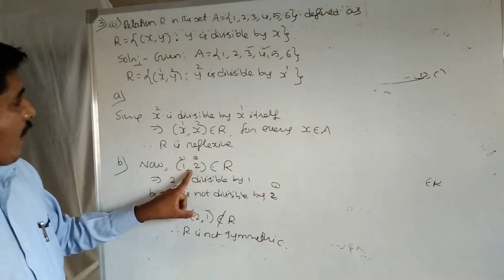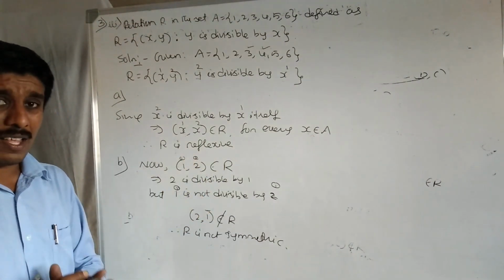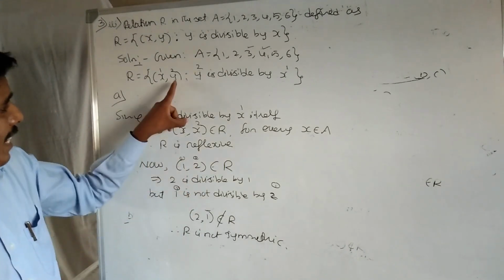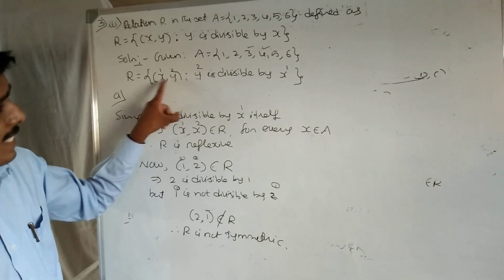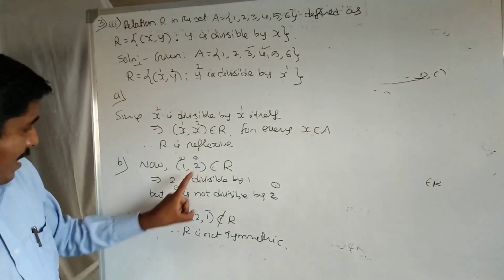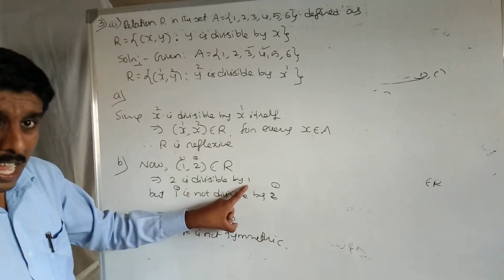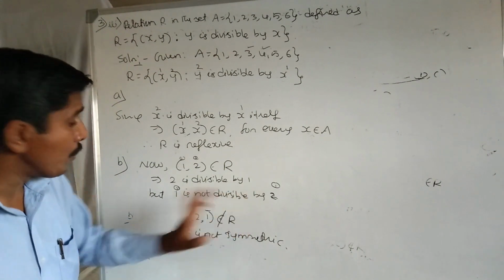Now take (1, 2) or (1, 3), you take any one. (1, 3) like that. It belongs to the relation. Why does it belong to the relation? Because the second element of the ordered pair, y, is divisible by the first element x. Y is divisible by x. Your second element 2 is divisible by first element 1, but 1 is not divisible by 2.